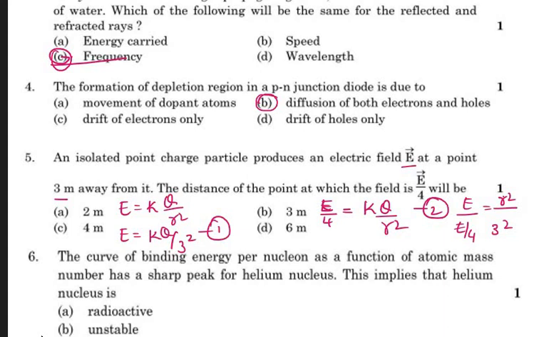So we can see that R square will be equal to 3 square into 4. 9 will go to the numerator and 4 also will go, so R square will be 36, R will be 6. So the right answer is option D.